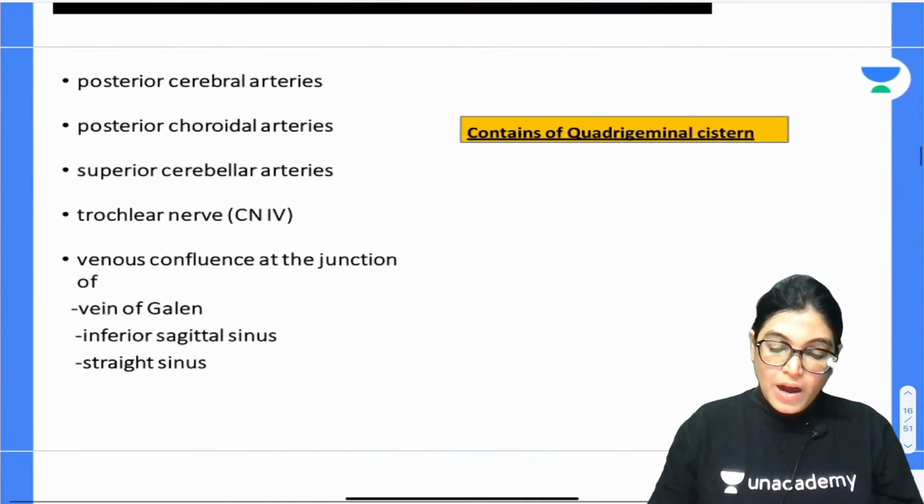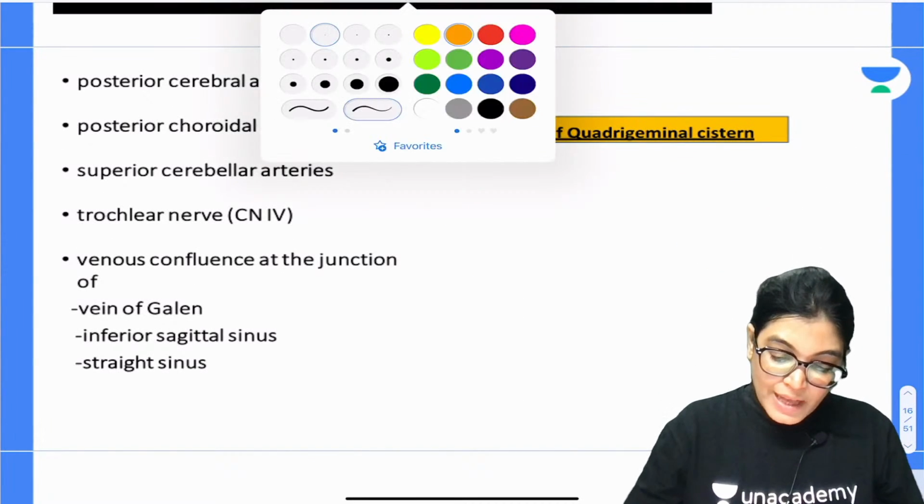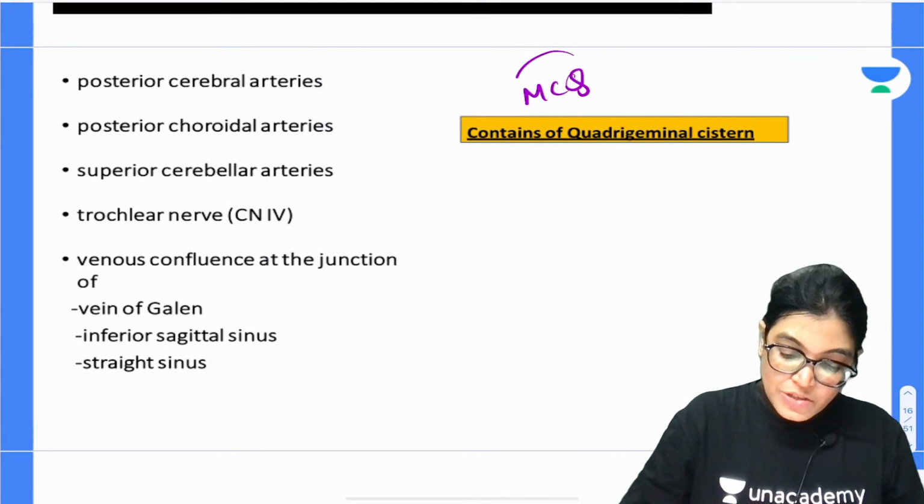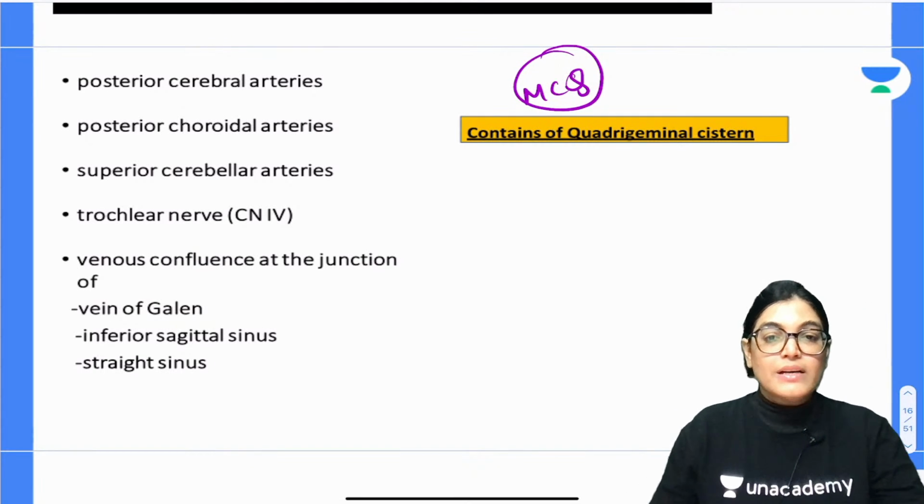Now let's talk about the contents. The next important point for your MCQ session is that you should know the contents.